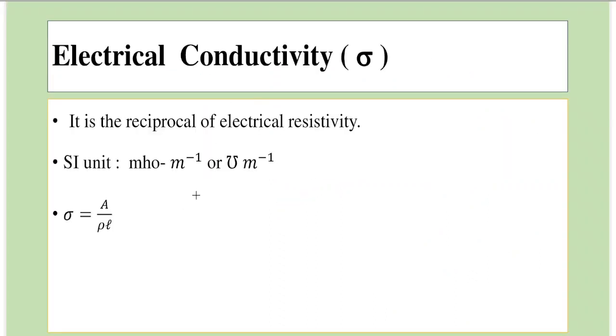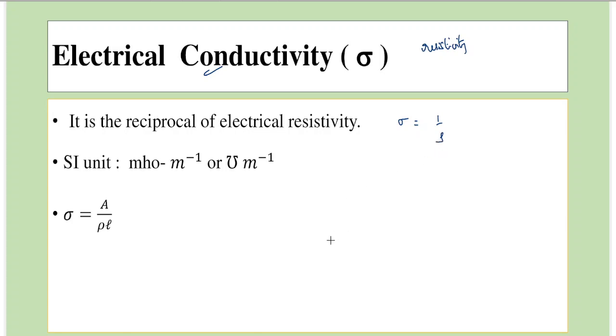In a similar way, we can define a term called electrical conductivity. By common sense, we could say that this conductivity, which is denoted by sigma, would be the inverse or reciprocal of resistivity. Resistivity tells us how much resistance will be offered by the material, and conductivity tells you how freely it can move. It goes inversely. So you can say conductivity is the reciprocal of resistivity.